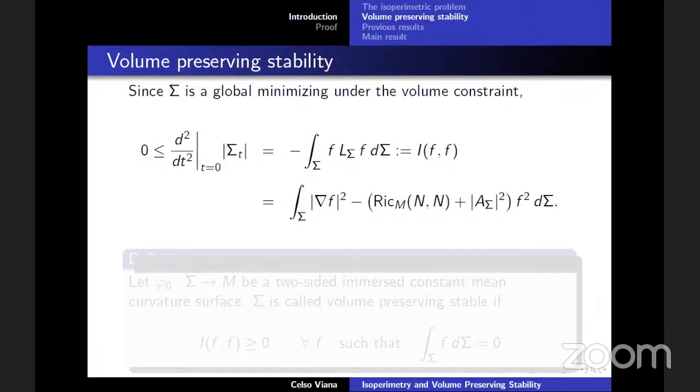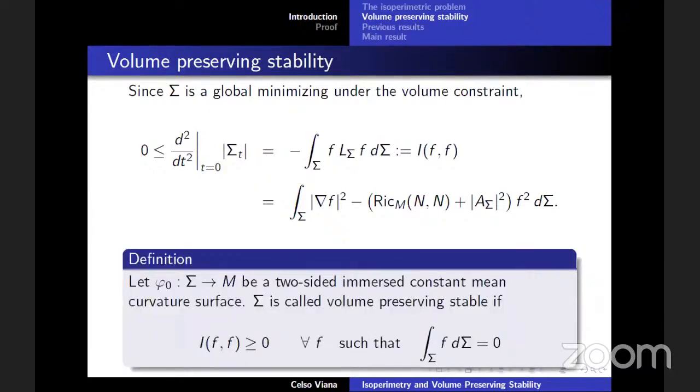So in this discussion, the only thing I used was that I have a unit normal vector field along the surface, okay? And so we can include in this discussion immersed hypersurfaces, for example, and try to classify the hypersurfaces in which this quadratic form is always non-negative. And we use that as our definition of volume preserving stability, okay? So it will be volume preserving stable if the quadratic form above is always non-negative for functions that have average zero over the surface, okay?